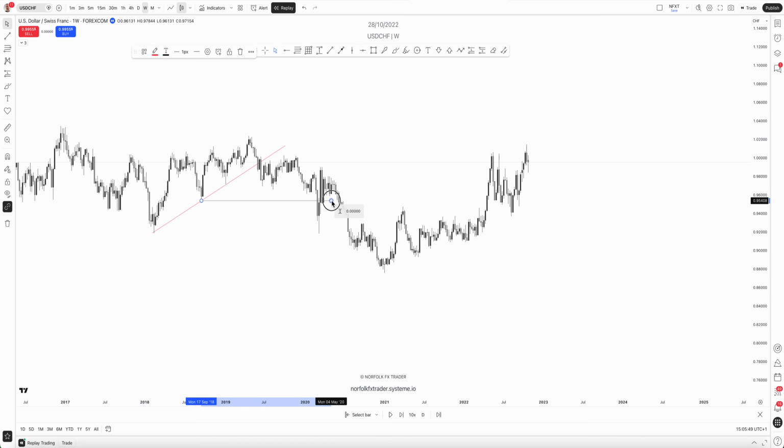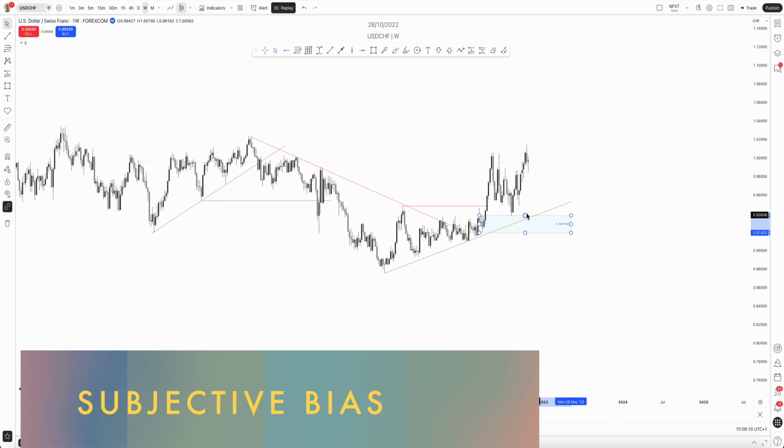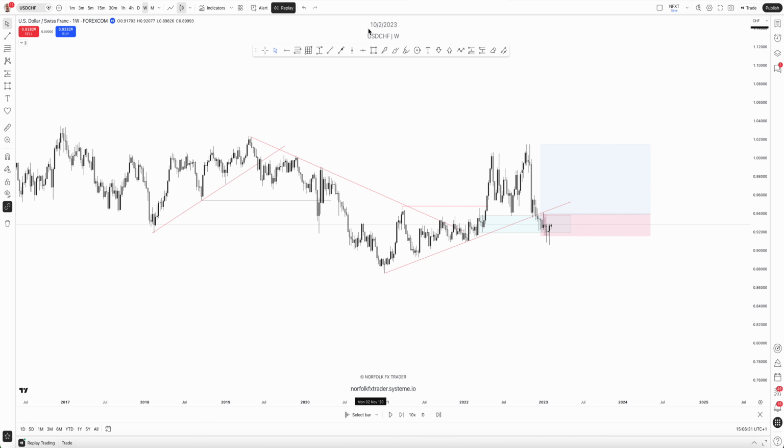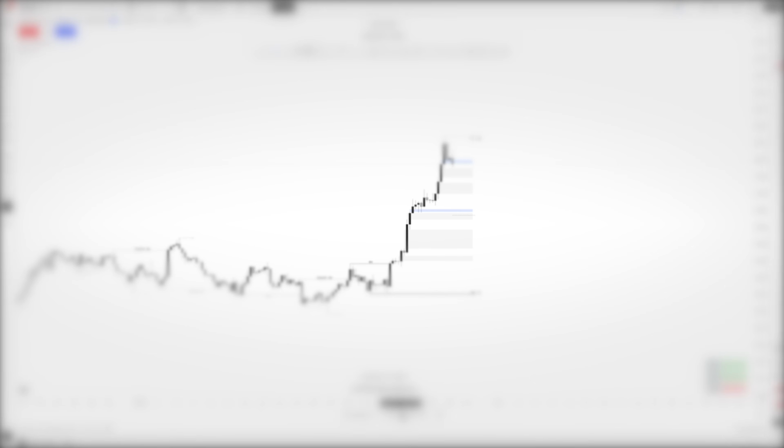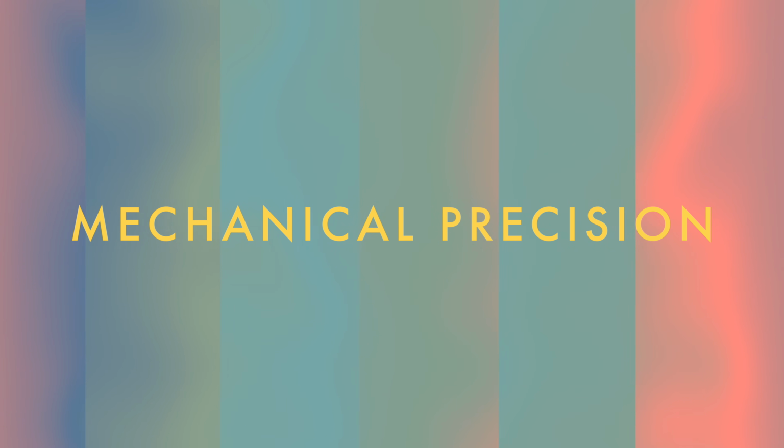Most traders draw lines where they want them instead of where the market demands them. This subjective mapping leads to messy entries and losing trades that kill your confidence. Watch carefully as we replace that guesswork with absolute mechanical precision.